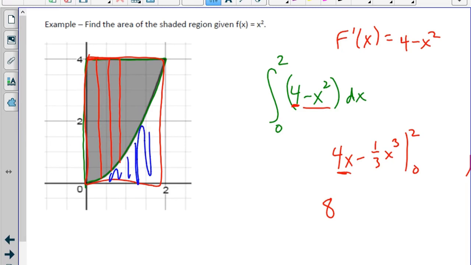blue earlier. So this is another way of doing this problem, and it might not be as easy to see geometrically, but it's the entire big rectangle, and then we're subtracting that blue part. So we have 8 minus 1/3 times 2 cubed, so 8/3, and then subtracting 0 minus 0. So I end up with 8 minus 8/3 again, which is 16/3. So that's another way to do this problem.